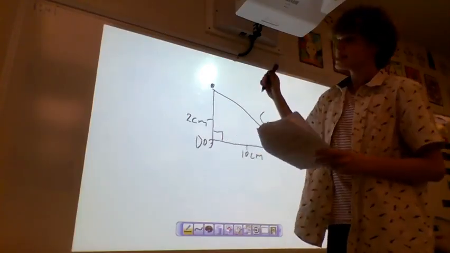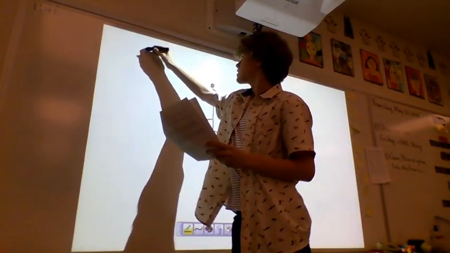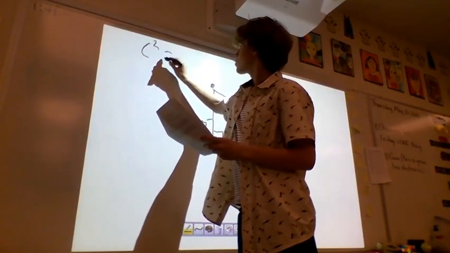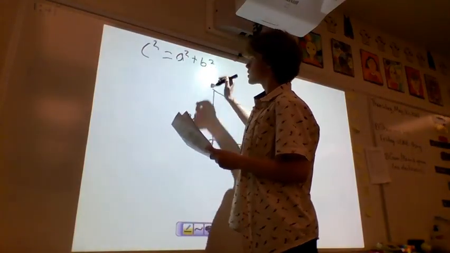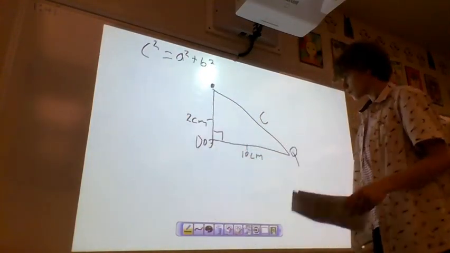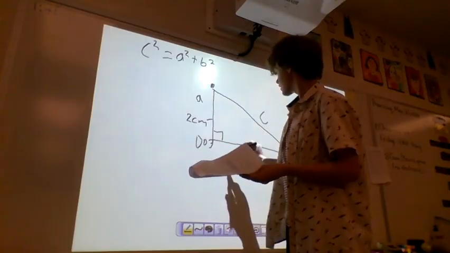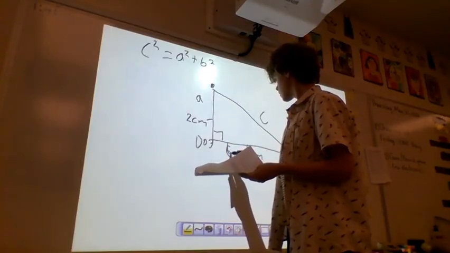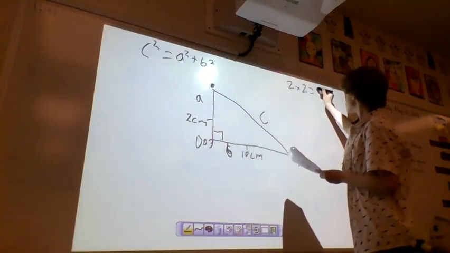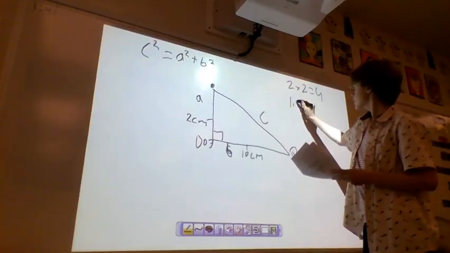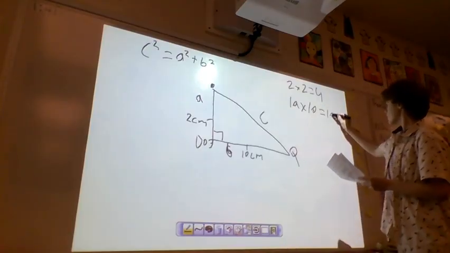Now, we need to use the Pythagorean theorem equation of c squared equals a squared plus b squared. Now, first, let's just say that this is a and this is b. So now we need to multiply those numbers by themselves. So 2 times 2 equals 4, and 10 times 10 equals 100.